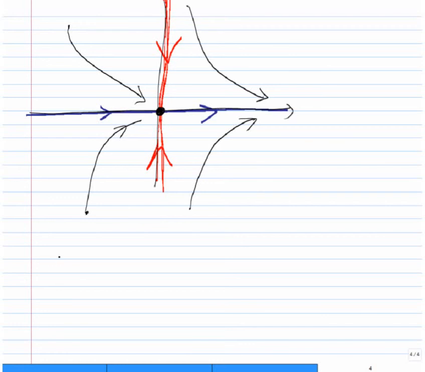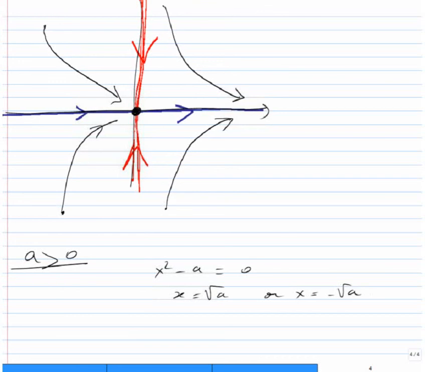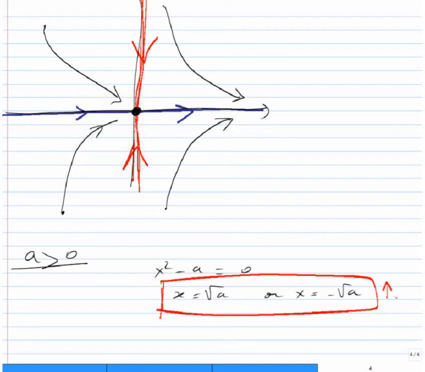The last case is when a is positive. In this case, x squared minus a equals 0 for the x nullclines gives me x equals square root of a, or x equals minus square root of a. You have two vertical lines with up and down arrows. And for the y nullclines, you get, again, y equals 0, with left or right arrows.